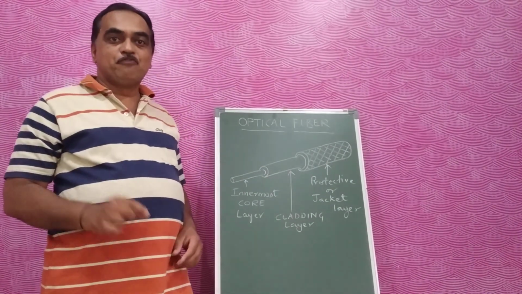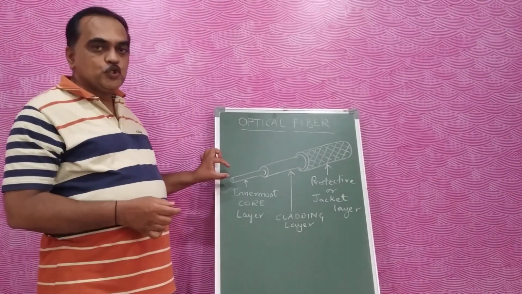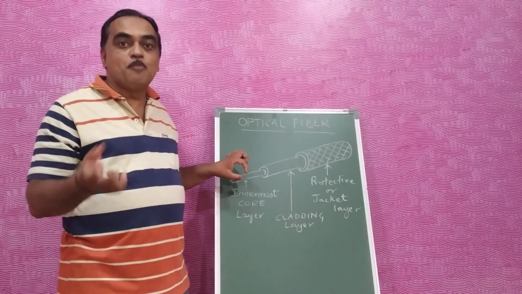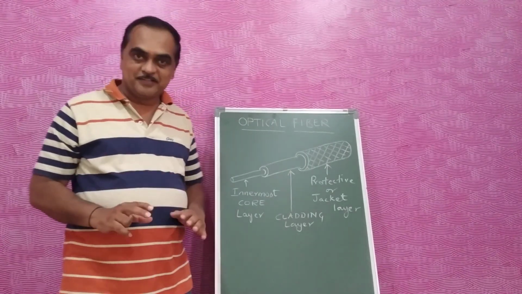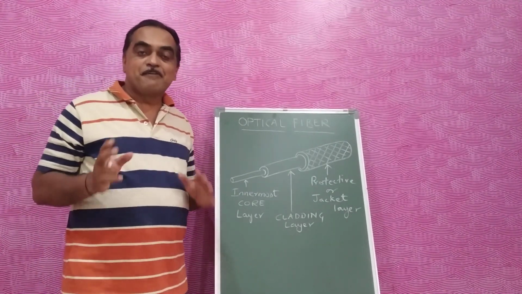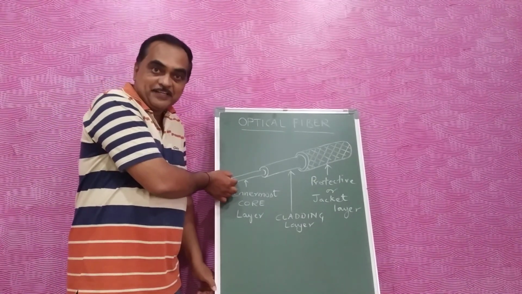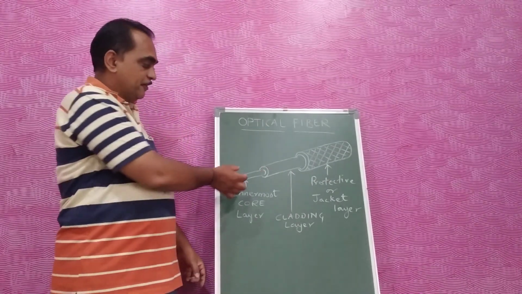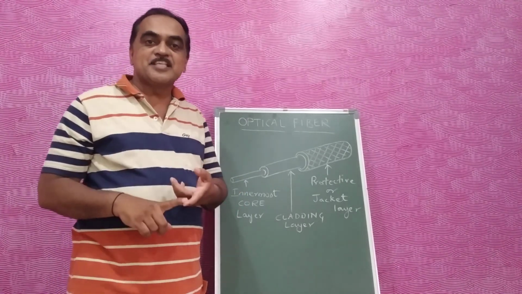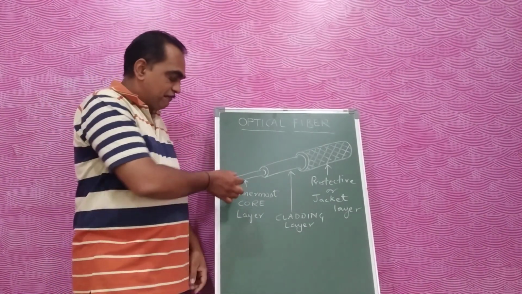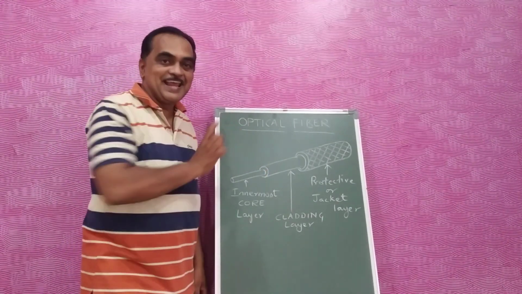And for this purpose, we have to maintain one standard relationship. Whatever material we use for the core, whether it is glass or plastic, and whatever material we use for the cladding, whether it is glass or plastic, there should be a difference in their refractive indices. The refractive index of the core material should be more than the refractive index of the cladding material. Whichever material you use, the refractive index of the core material should be more than the refractive index of the cladding material.